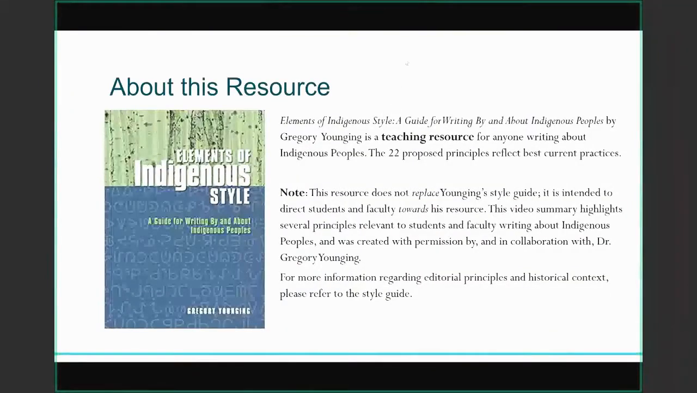Gregory Younging's guide was created to be a teaching resource for anyone writing about Indigenous peoples. Although he shares 22 proposed principles that reflect best current practices, Greg really just wanted to open up a conversation about Indigenous style. And he encouraged both critique and input into future volumes.